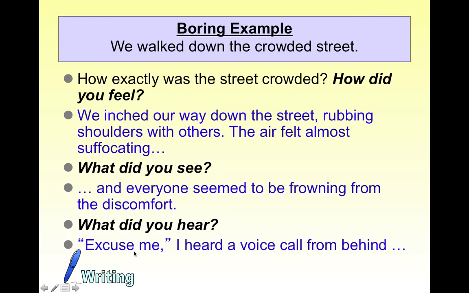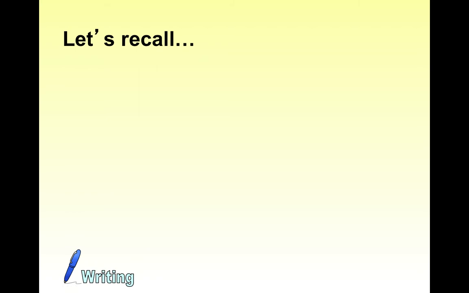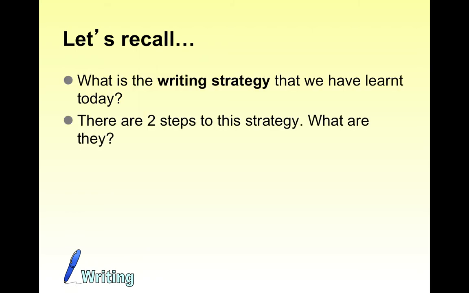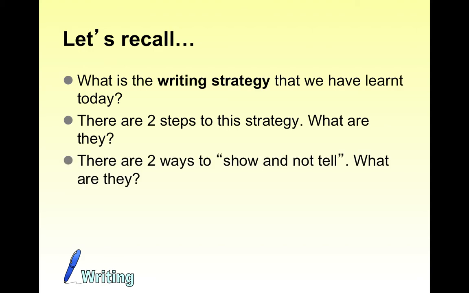"Excuse me." Okay. So let's conclude the lesson. We have learned a writing strategy today. All right. There are two steps to the strategy. First step is to break down the event into mini events. And the second step is to use your five senses. All right.